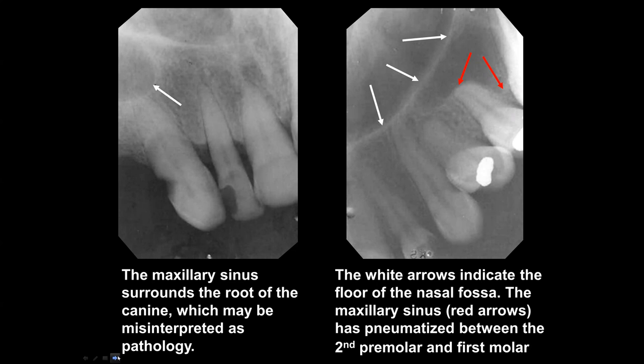Again, you can see in another slide the maxillary sinus as well as the floor of the nasal cavity. The white arrow shows the floor of the maxillary sinus, whereas the red arrow shows the radiolucency of the maxillary sinus, which is extending between the second premolar and the first molar.